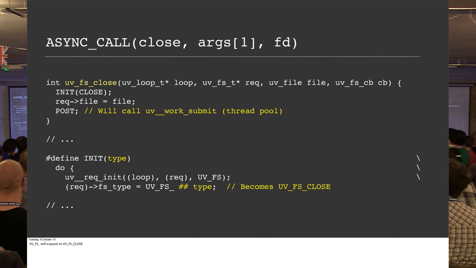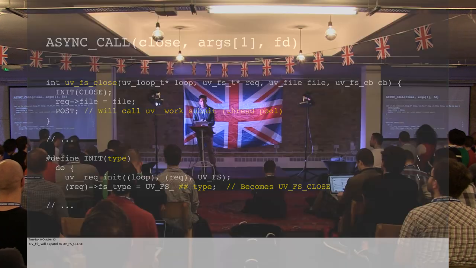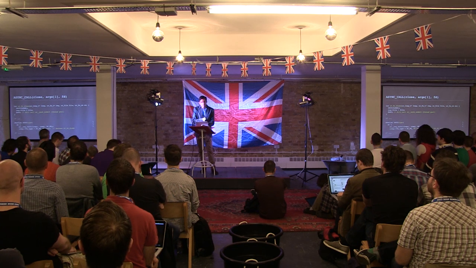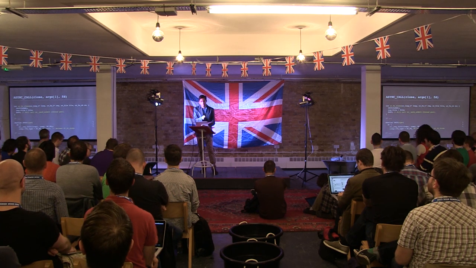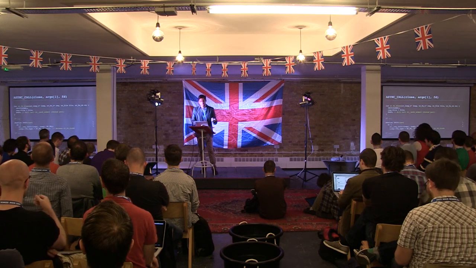So it's quite a nice metaphor: it's setting up a piece of work, then posting that piece of work to be done later, and then this function will finish. So the init macro expands to where it says UVFS hash type. That will expand in our example to UVFS close. If we have a look at UV work submit, that will at some point result in UVFS work being called.